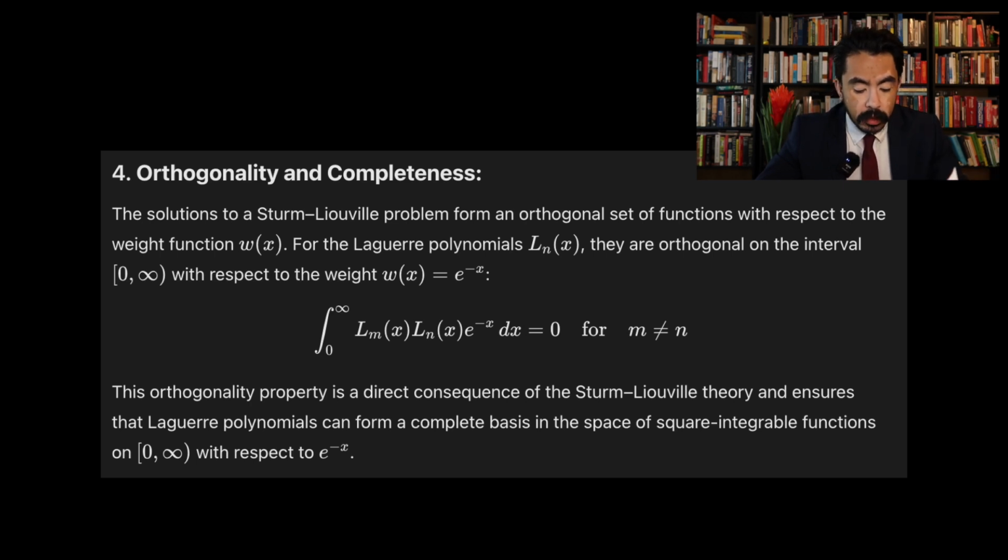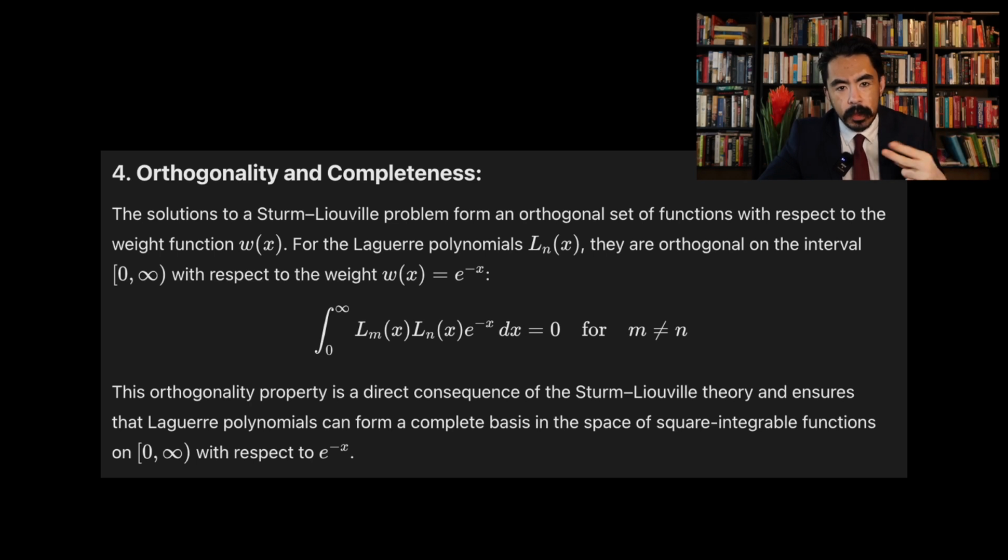The solutions to a Sturm-Liouville problem form an orthogonal set of functions with respect to the weight function w of x. For the Laguerre polynomials, capital L sub n of x, they are orthogonal on the interval 0 to infinity, including 0, with respect to the weight w of x equal to e to the negative x. Namely, we have the integral from 0 to infinity of capital L sub m of x times capital L sub n of x, then times e to the negative x dx, is equal to 0, for, of course, m not equal to n.